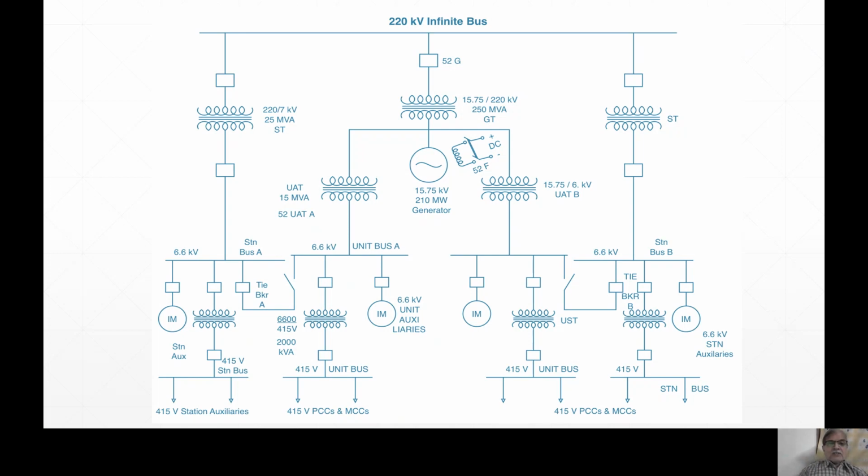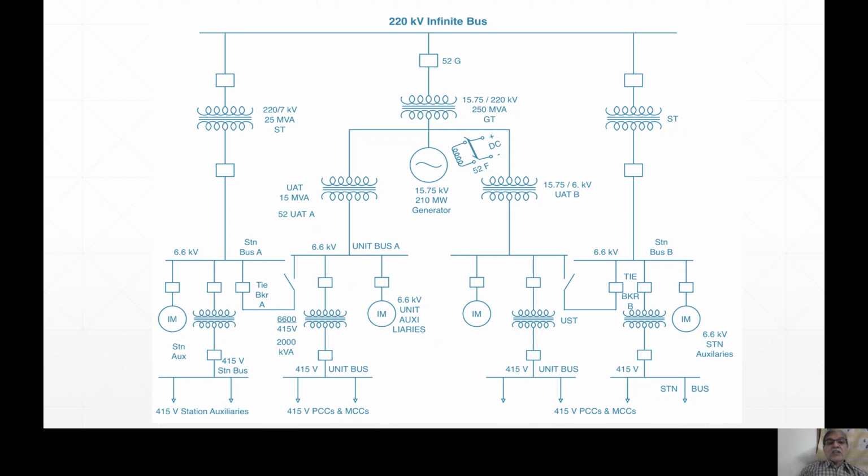But this happens. Therefore, the 6.6 kV unit bus gets power from the station transformer, which is 220 kV by 7 kV, some 25 MVA. Station transformers are not many. In Ukai, there are 7 units, but only, I think, 5 or 6 station transformers. Station transformers are not one per unit. It is feeding other units also, because you cannot have many station transformers. It is costly. A 25 MVA, 220 by 7 kV transformer is a costly transformer.